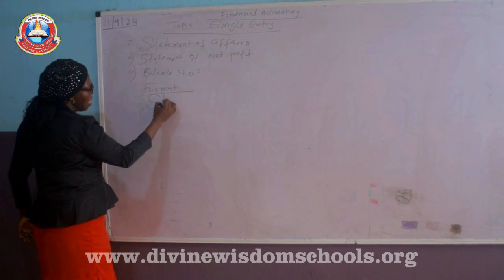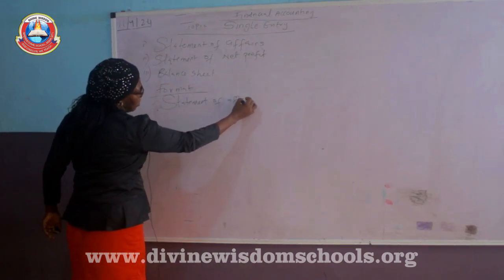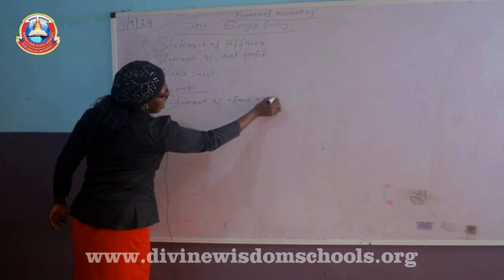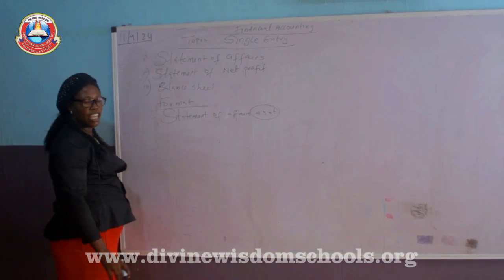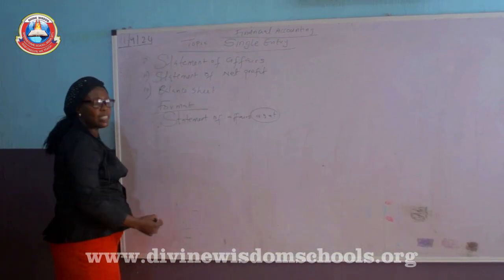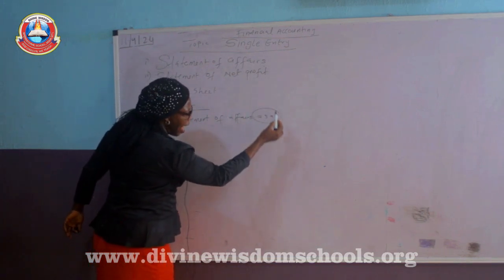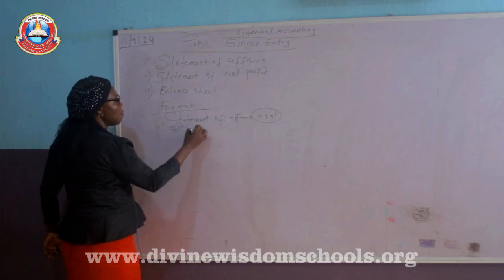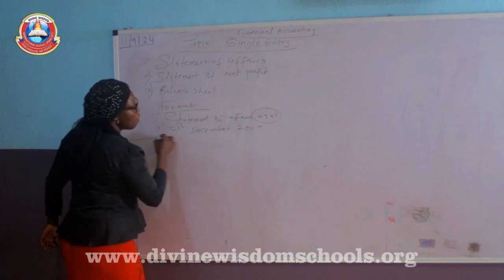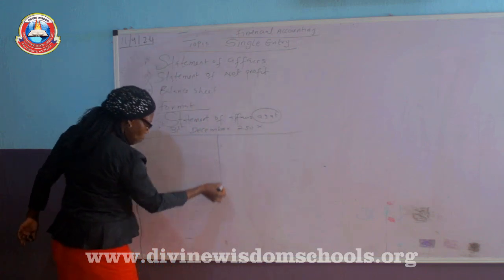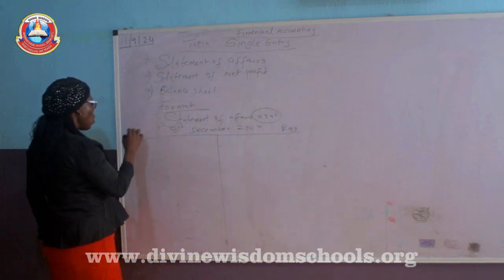Now, let's take the format. We have statement of affairs as at, because it is a statement. Statement of affairs is not an account, just like balance sheet is not an account, it is a statement. That is why it carries the heading as at 31st December 2000X.